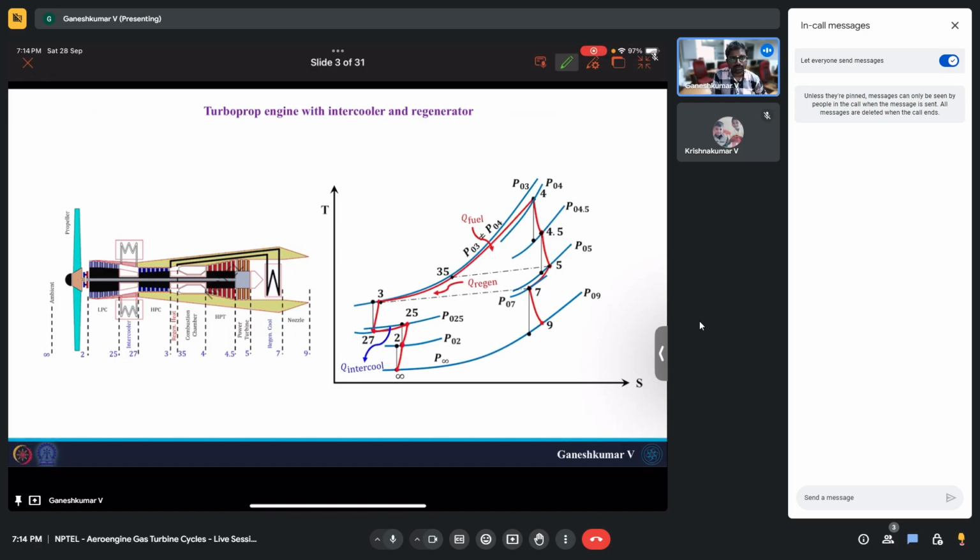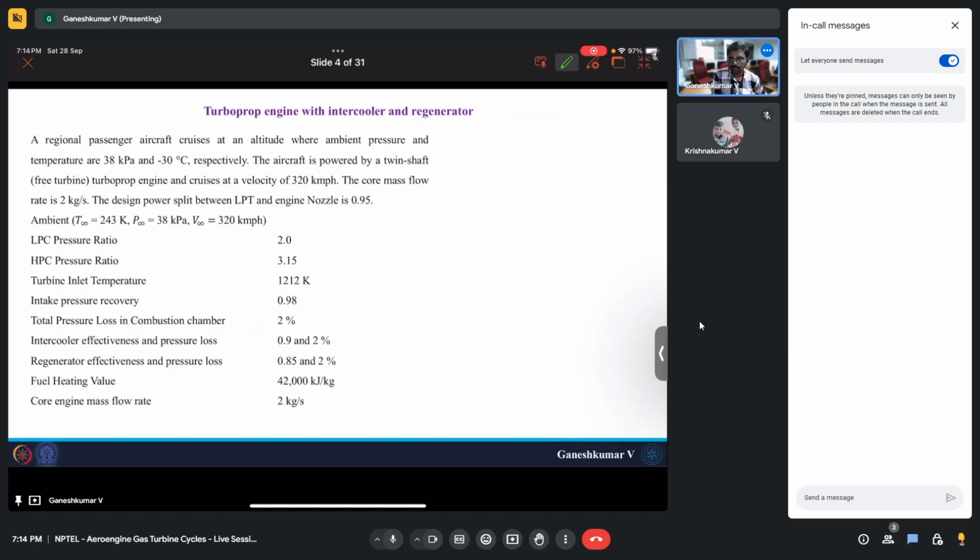I'm sure you guys must be familiar with this. And moving forward, this is our problem to solve today. We again have the same regional passenger aircraft, which is going to cruise at an altitude of ambient pressure 38 kilopascal and temperature to be minus 30 degrees Celsius.